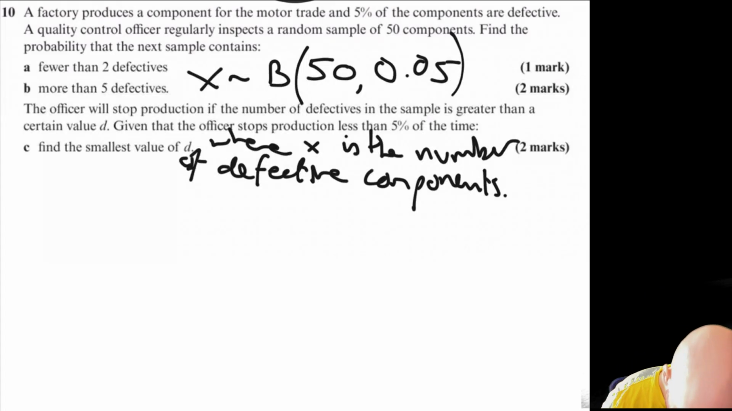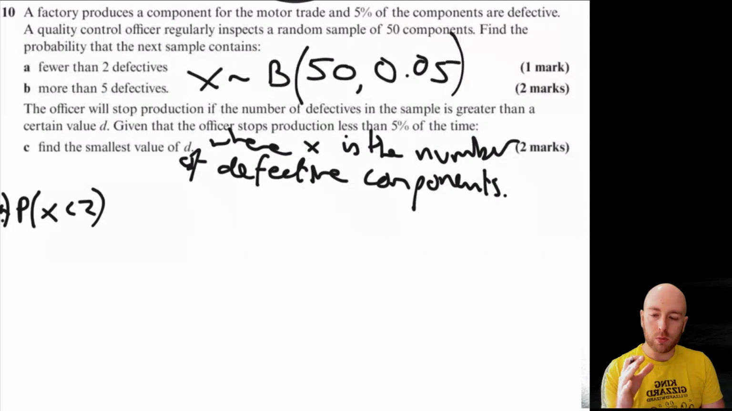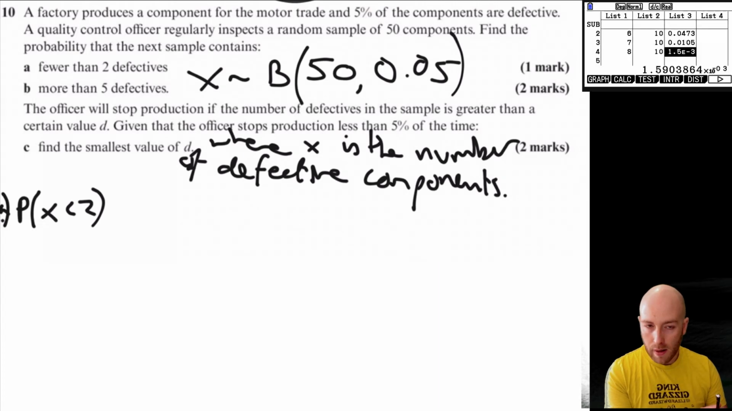So we want fewer than 2, so we want to find the probability X is less than 2 for the first one. On the ClassWiz, that will be less than or equal to 1. On the graphical, 1 will be our higher, 0 will be our lower. So let's put the calculator back on.